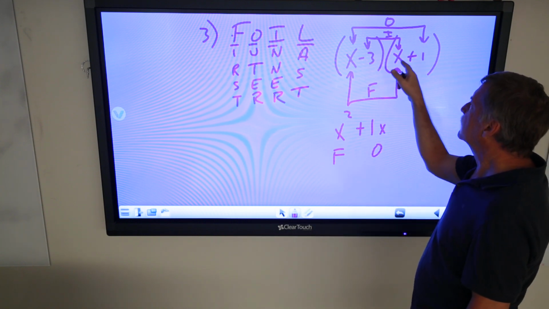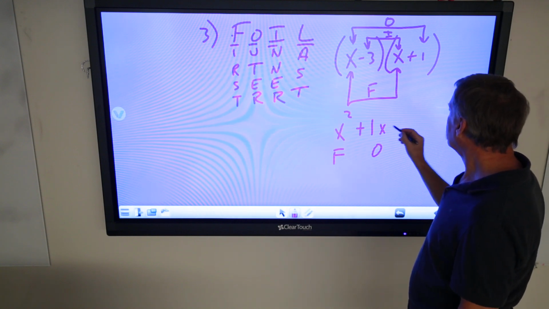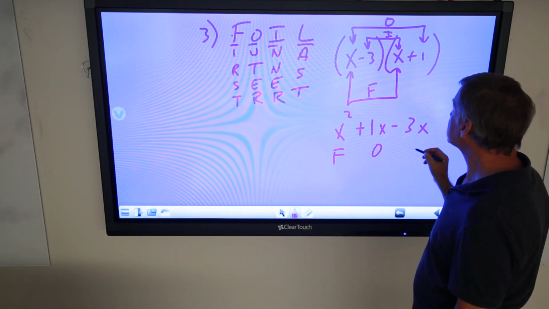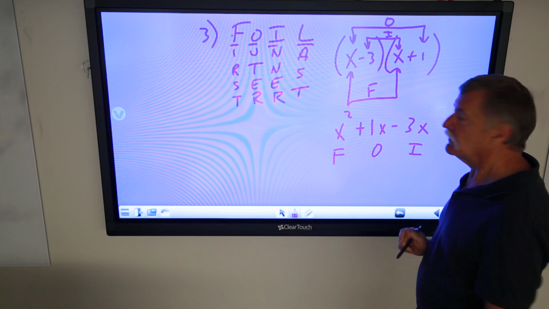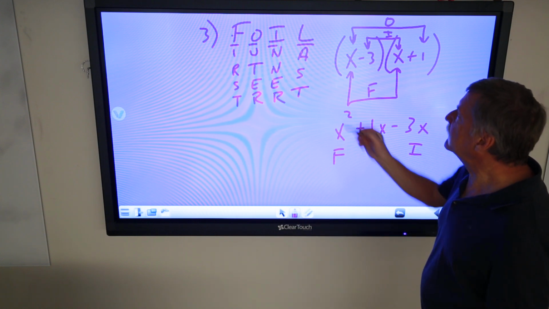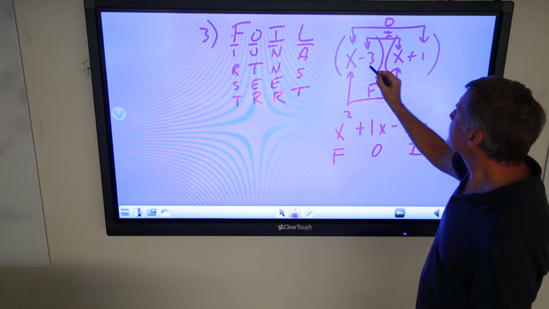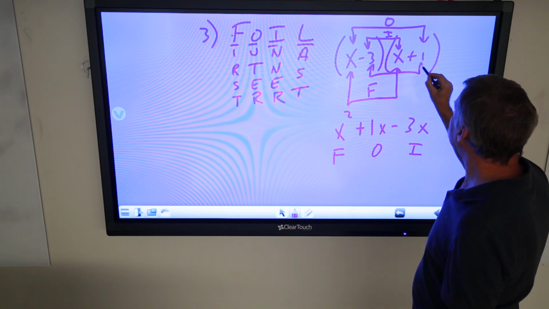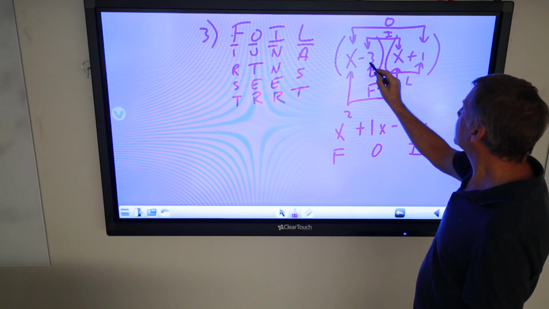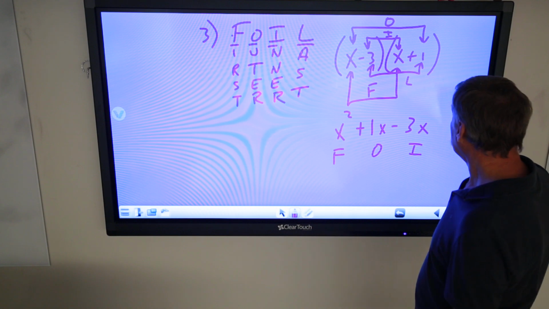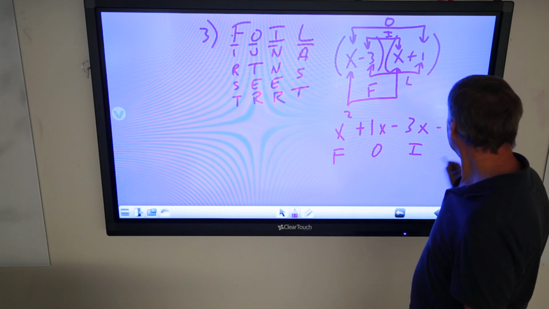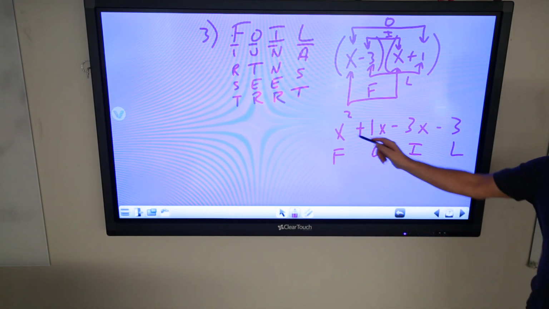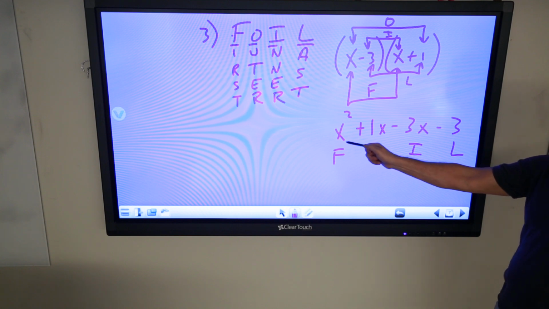Minus 3 times x, minus 3x, and that's the I in FOIL. And then finally, L, last, is the last term here times the last term there. Minus 3 times 1, minus 3. That's last.